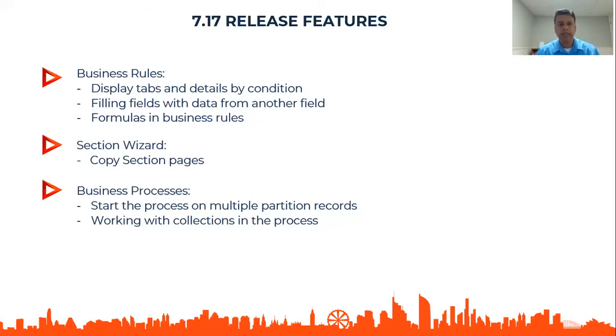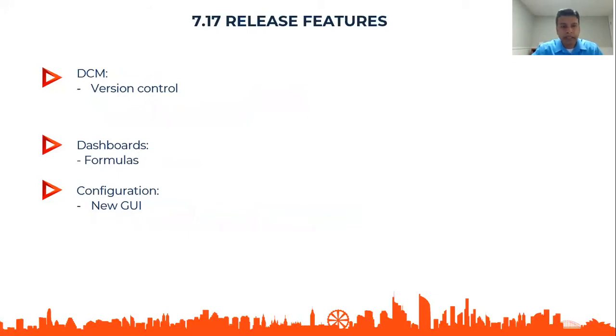So what that means is I will now have the ability to take data from an account object and then supply that to an opportunity object. As long as there is a relationship between them, you'll be able to pull information from one object to another object using business rules. Very cool. Section Wizard, we'll take a look at how you can make multiple copies of section pages so that you can display the pages depending upon certain criteria. From a business process perspective, you'll be able to run business process for a handful of objects, not necessarily one at a time. And you can also work with collections.